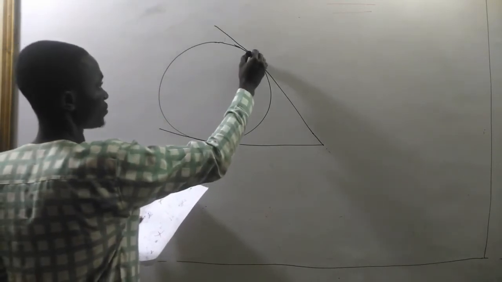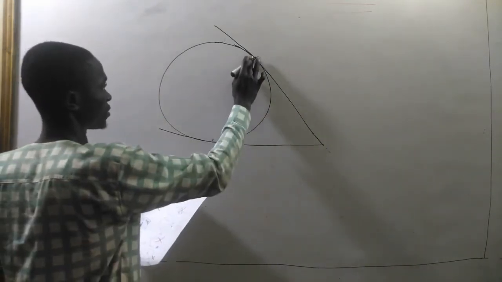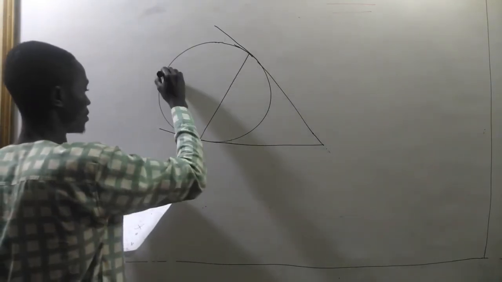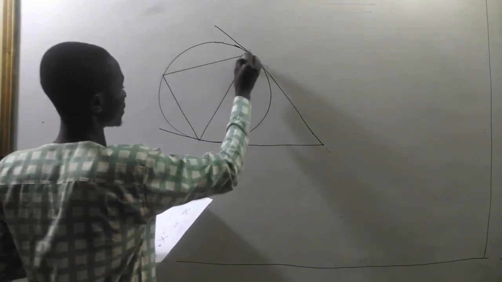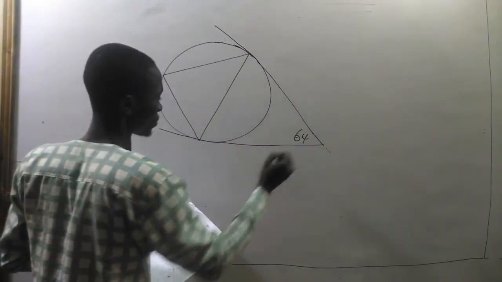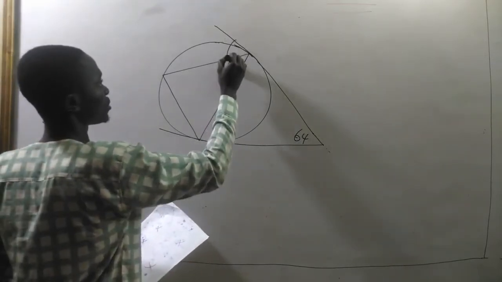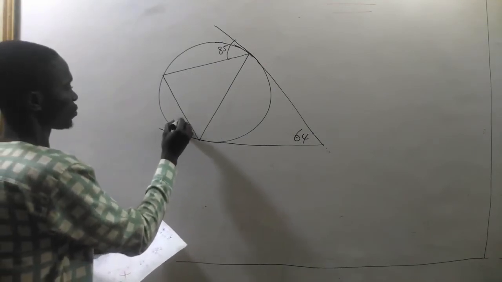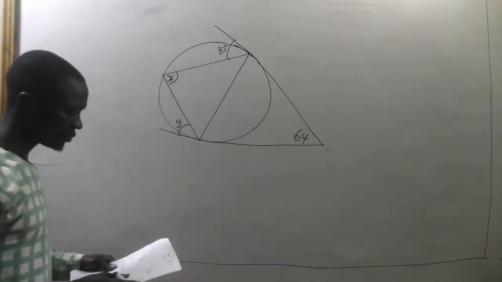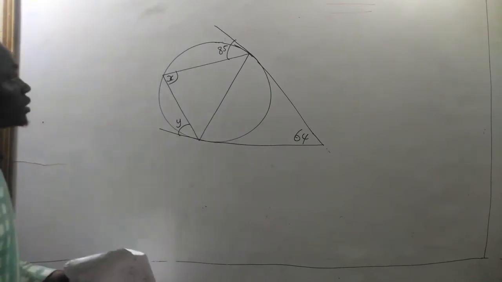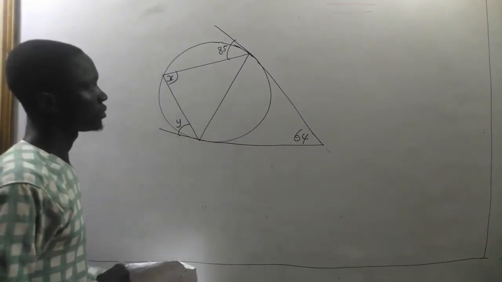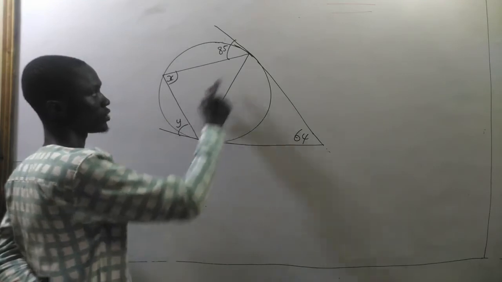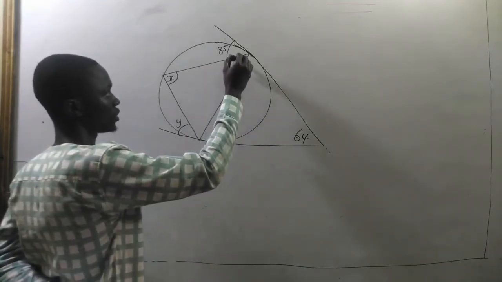And you have this to the point of tangent. You have this, that is 64, and the angle here is 85. You have to find this angle Y and this angle X. So how do we do this one? This is very simple. Now, a very quick method is the angle between the tangent and the chord is equal to the angle in the alternate segment. So we put it there.